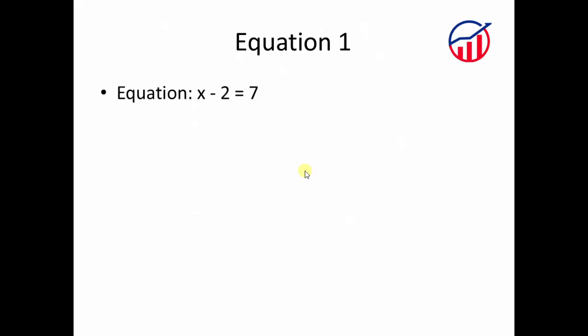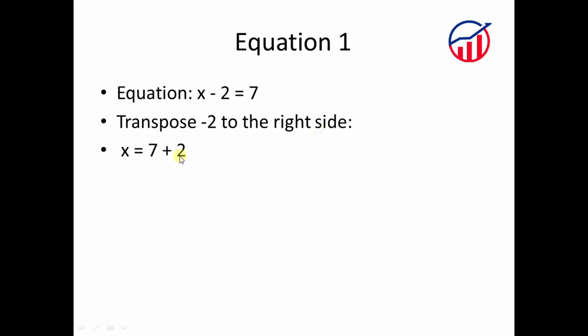So the first equation is x minus 2 is 7. As I've told you, we always use the transpose method because that is quicker. So x minus 2 equals 7, what's going to be? We're going to transpose minus 2 to the right hand side. So you're going to get x is 7 plus 2. So the answer is x is equal to 9.